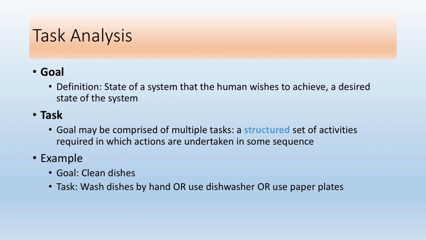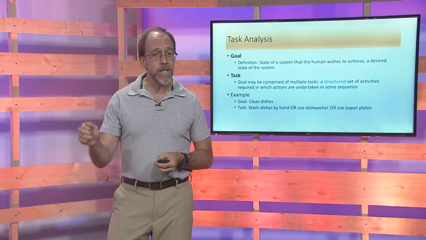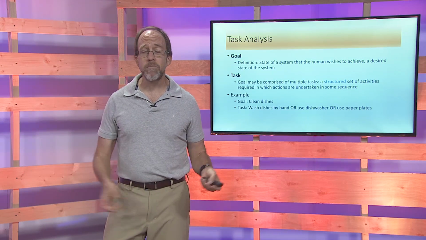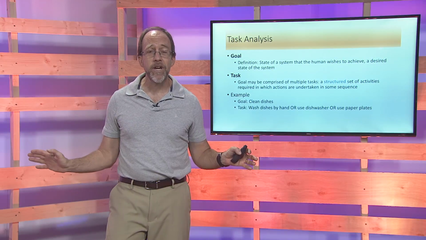When we talk about the goal, that is where you want to be. A good example that we've got right here is the concept of, I would like to have clean dishes. Okay, that's great. That is my end goal. The task is some sort of structured set of things that you do to get to that goal. So what can I do to have clean dishes? Well, I can take the easy route and simply use paper plates, which allows me to throw them away, and the dishes never get dirty in the first place.